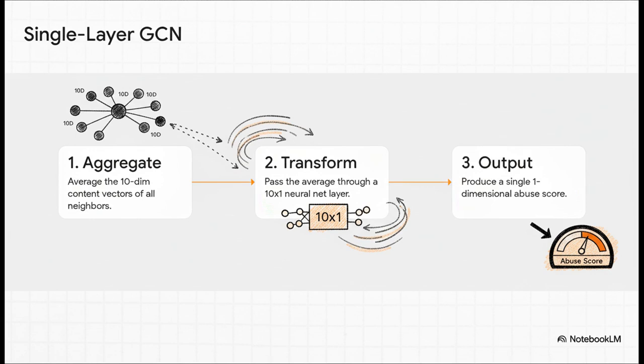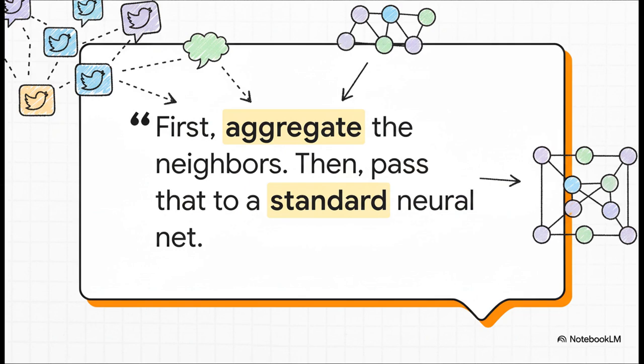For any tweet we're looking at, first, it aggregates. It grabs those 10-number vectors from all its neighbors and averages them together. Then it transforms. It takes that one averaged vector and pushes it through a really simple neural net layer that turns those 10 numbers into just one number, our final abuse score. You see that? It's our mantra again. Plain as day. We aggregated the neighbors, then we passed that summary to a standard neural net. That's it. It's the exact same two-step process we talked about, just applied to a real problem.